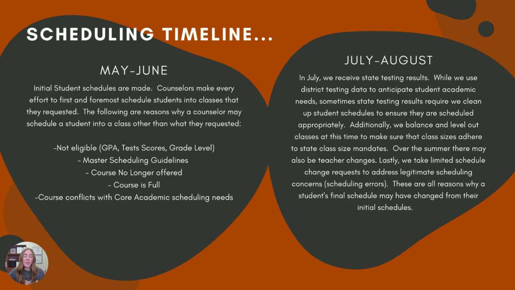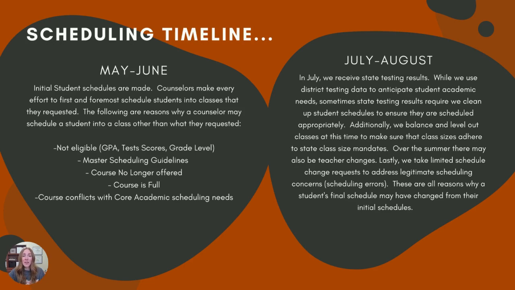In July and August, we receive state testing results. And while we use the district testing data to anticipate student academic needs, sometimes state testing results require that we clean up student schedules to ensure that they're scheduled appropriately. Additionally, we balance and level out classes at this time to make sure that class sizes adhere to state class size mandates. And over the summer, there may be teacher changes, and that can impact things.